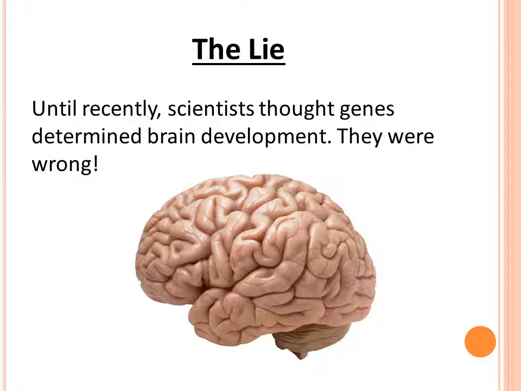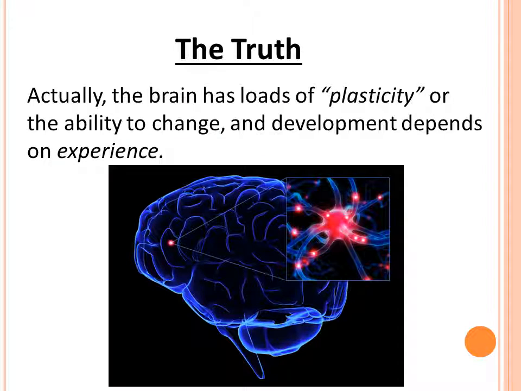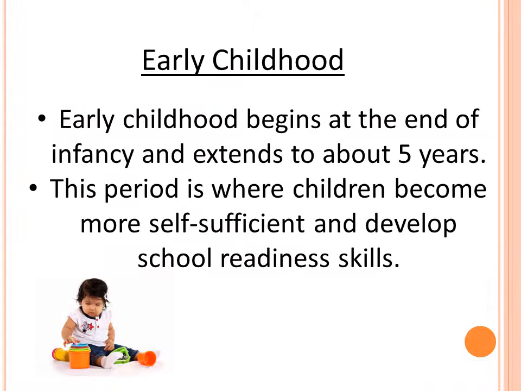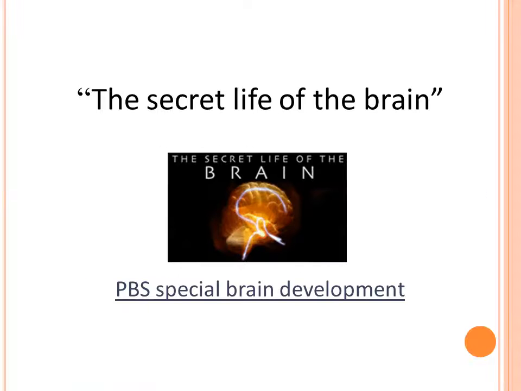Until recently, scientists thought genes determine brain development, but they were wrong. Actually, the brain has loads of plasticity, or the ability to change, and development depends on experience. Early childhood begins at the end of infancy and extends to about 5 years. This period is where children become more self-sufficient and develop school readiness skills.